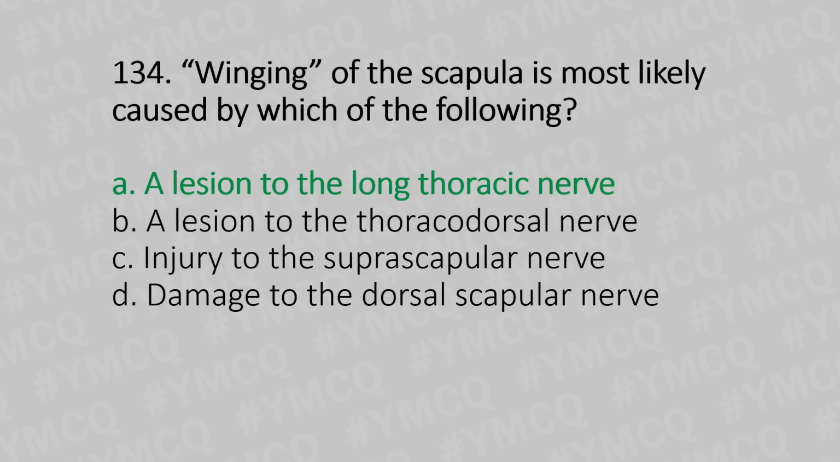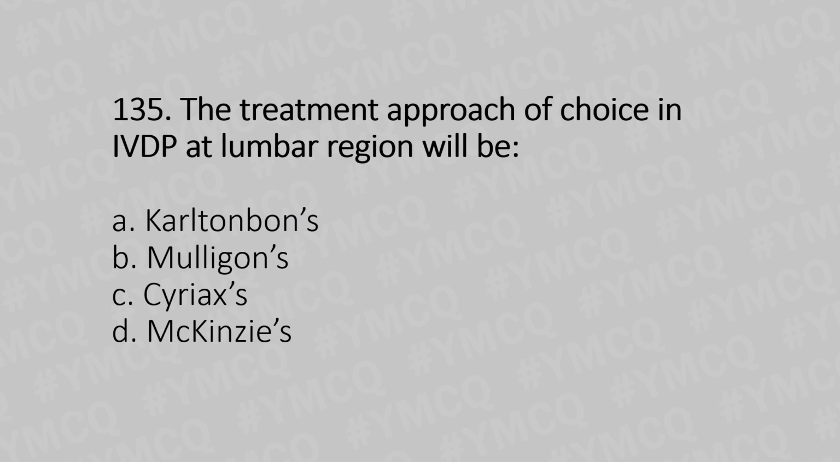Now let's move to question number 135. The treatment approach of choice in IVDP at lumbar region will be: option A, Kaltenborn's. Option B, Mulligan's. Option C, Cyriax. Option D, McKenzie's. And the answer is option D, McKenzie.